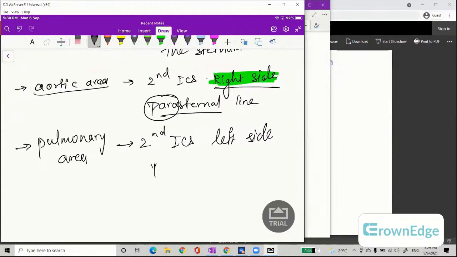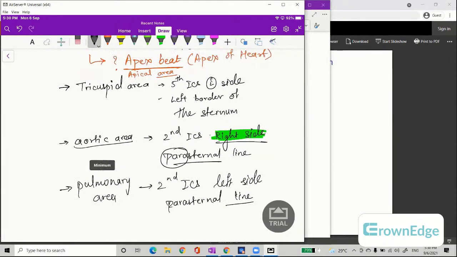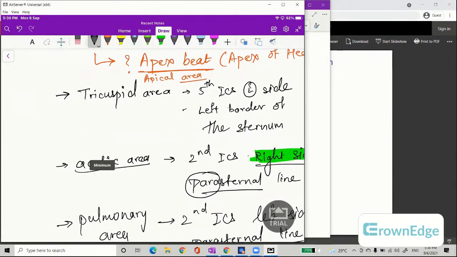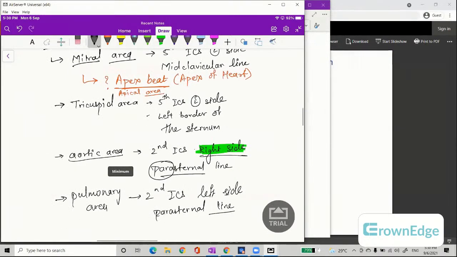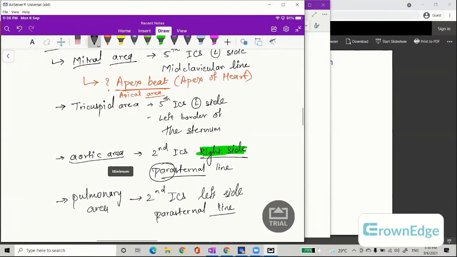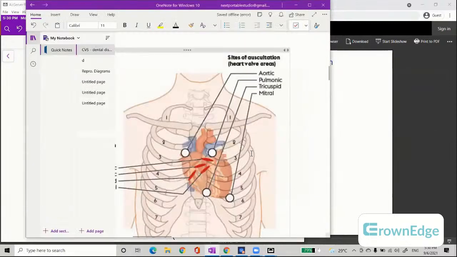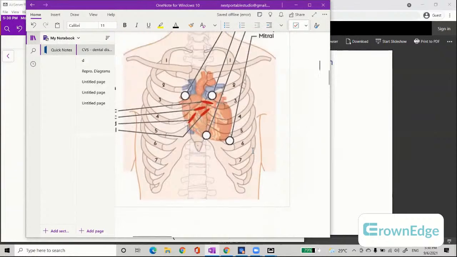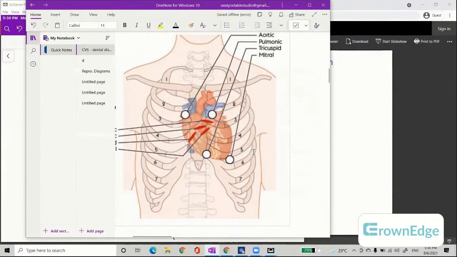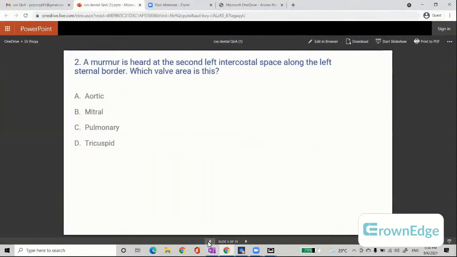Again parasternal. So their pathway is such, and that's why we have these four areas present at four different levels of the intercostal space. So that's the diagram for it, which shows how the areas actually look. Okay, fine. So I guess that's all for this question.